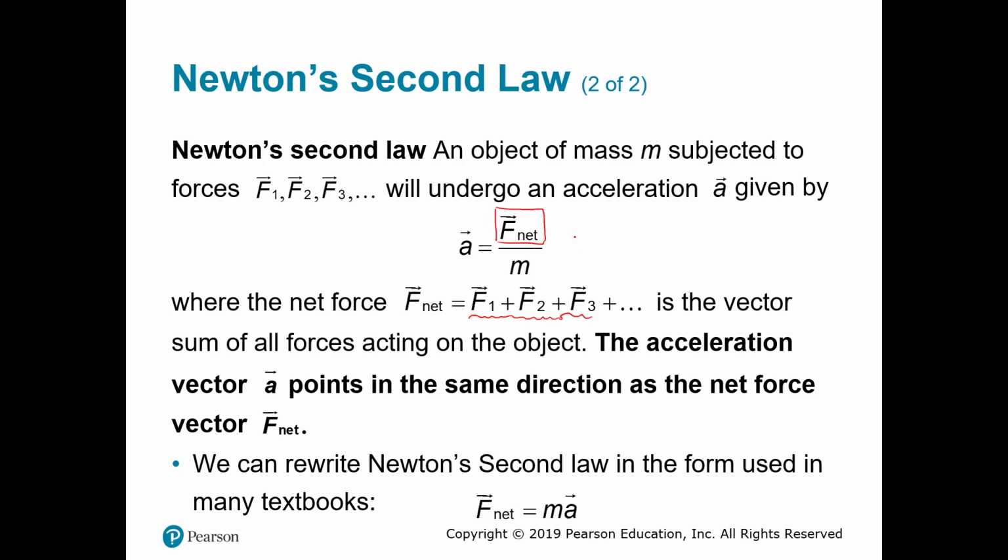F net here means the sum of all forces acting on the object. Okay, so in other words, if you rewrite it, you can say F net equals m times the a vector. Or you can say F net is the sum of all forces. So sometimes we call this one sigma F, which means it's the sum of all forces.